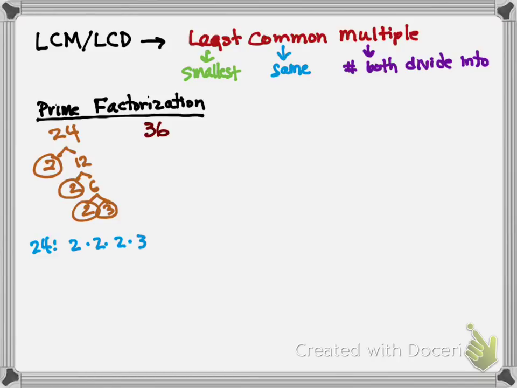All right, let's look at 36. So with 36, it's even, so 2 goes in 18. 2 is prime. 18 is even, so 2 goes in 9 times. Oops, sorry, don't circle that guy yet. 9's not prime. I can get him by multiplying 3 times 3.